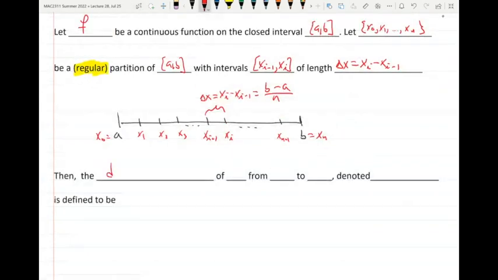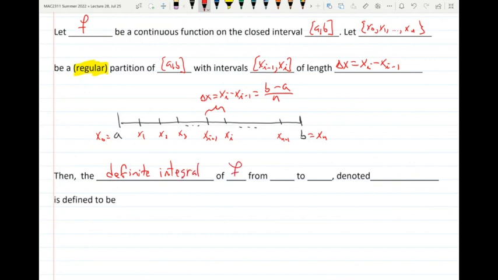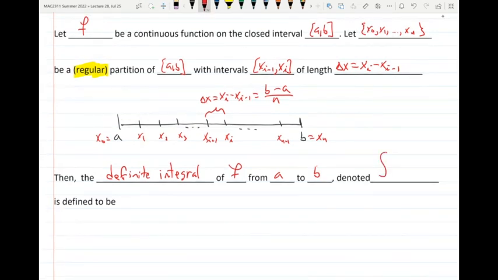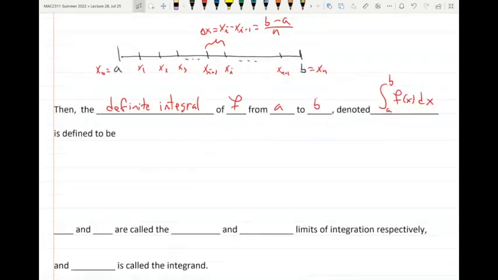Then the definite integral of f from a to b, the way we write this down is: integral from a to b of f(x) dx. Exactly the same notation that we had before. The only difference is that now we need to put a pair of numbers here, a and b. This is called the lower limit, and this is called the upper limit. This is to talk about what interval we are integrating over, over what region. And how do we define this?